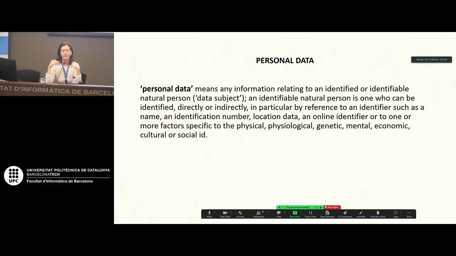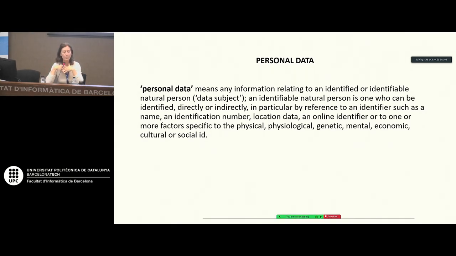When we say that a person is identifiable, that there's a possibility to identify someone, you have to think in reasonable means. Because perhaps you can think that there's a remote possibility to know who is the person behind that whole genome sequence, because that's unique. So you can think that's always personal data. This is not true from the legal point of view. From the legal point of view, you have to think about whether it is reasonable to think that that person is going to be identified by you.